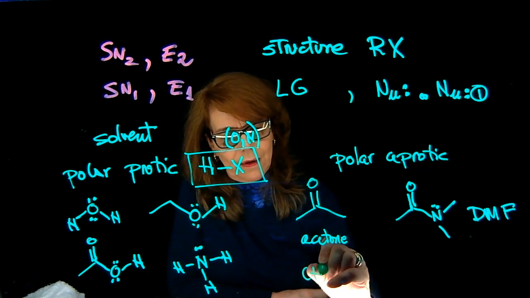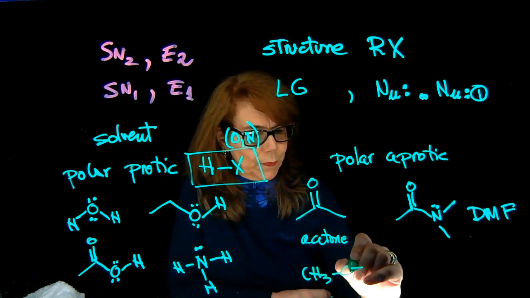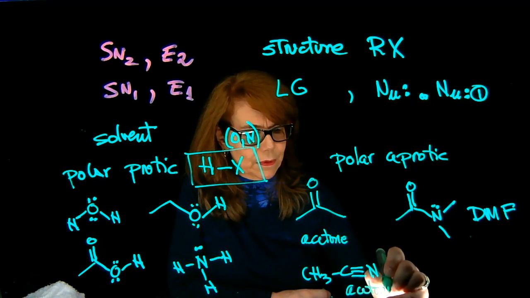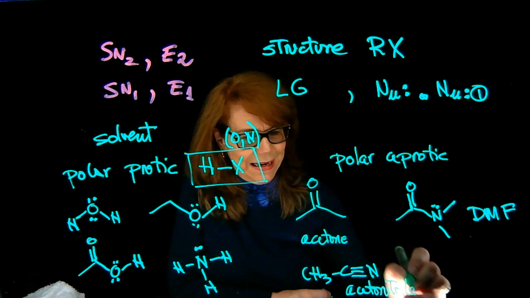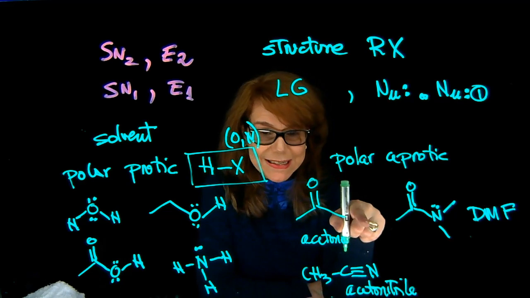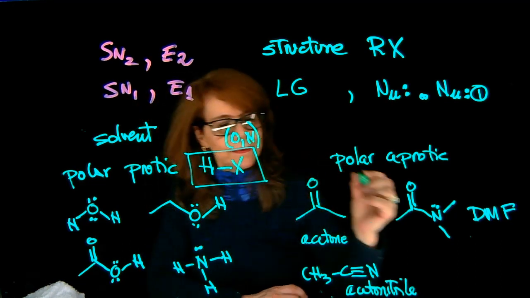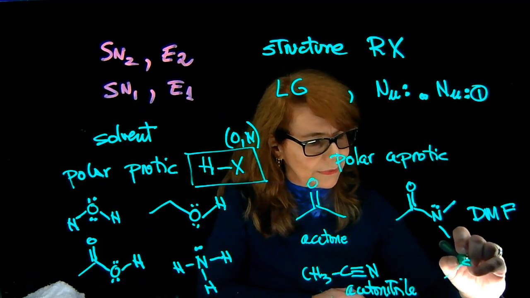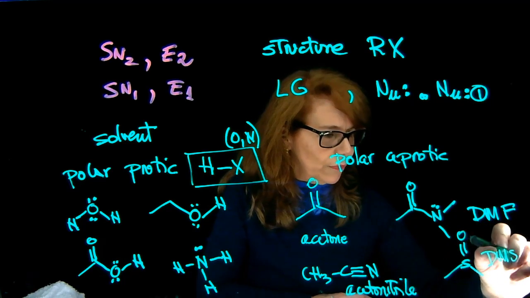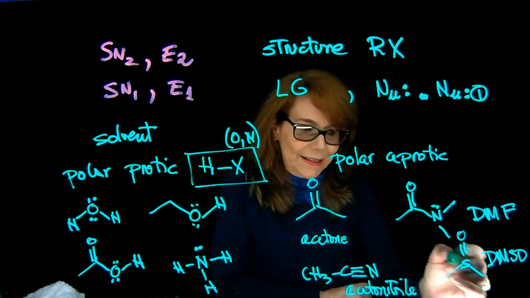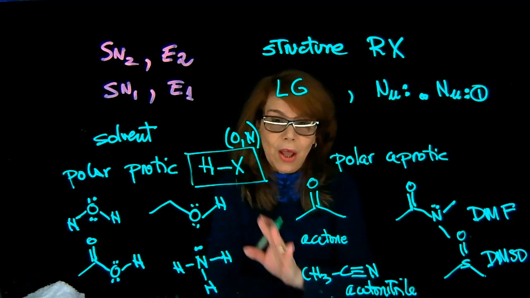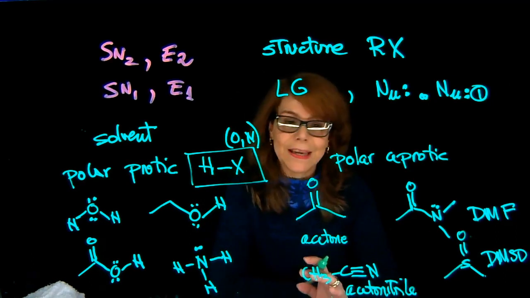Say that I have this. That is acetonitrile. And notice the hydrogens here are attached to carbon, so it is aprotic. Lastly, another very common solvent is dimethyl sulfoxide. And here again, you have a CH3 and a CH3. All of the hydrogens are attached to carbon, so those are polar aprotic.